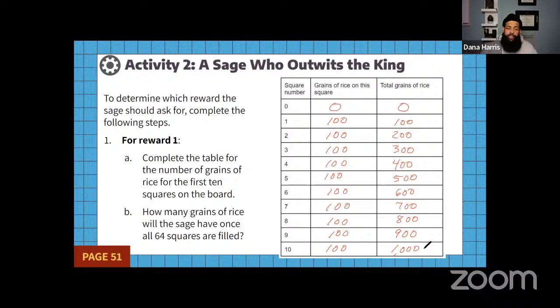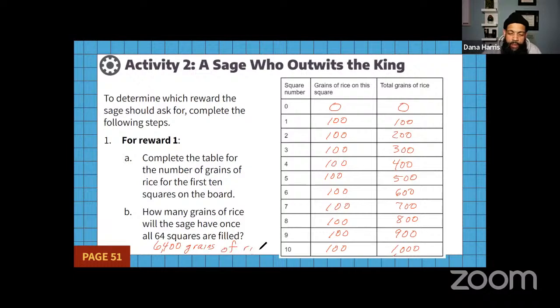So if we continue this pattern, when we look at question B, it says, how many grains of rice will the sage have after all 64 squares are filled? Well, if we take 100 times 64, we will get 6,400. Okay, so 6,400 grains of rice.